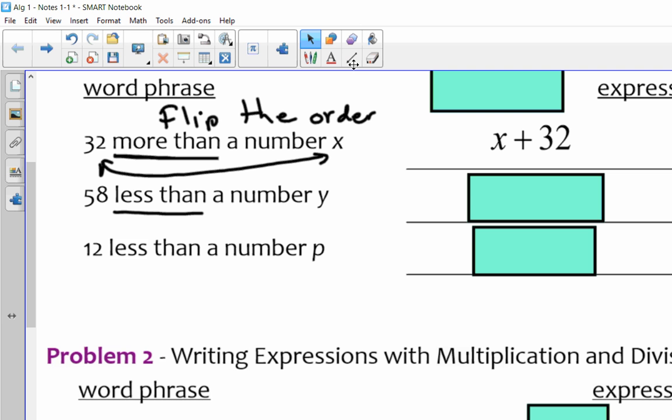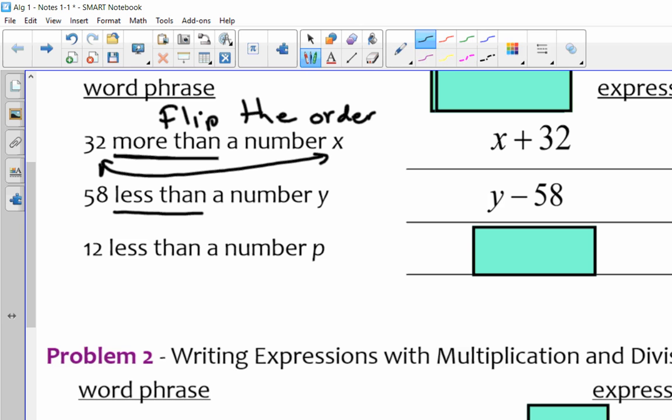Well, if I see less than, it tells me flip it. And less than really to me means I should subtract. So I'm going to flip the order and subtract it. So y would come first, minus 58. Now that's really important when you're subtracting, because let's just say that y equals 0. If I put 0 in for y right here, I'm going to get a negative 58.